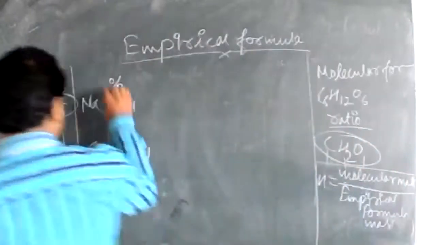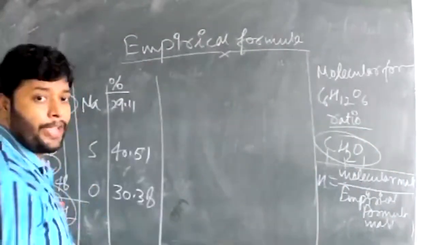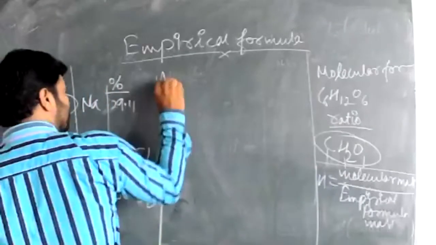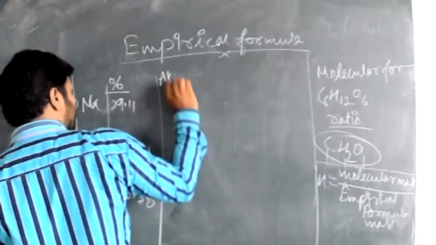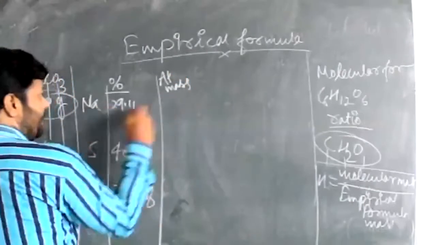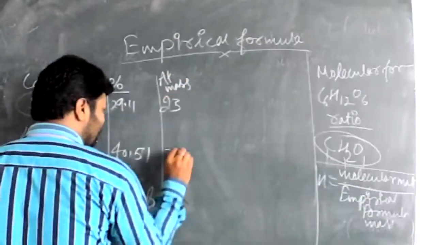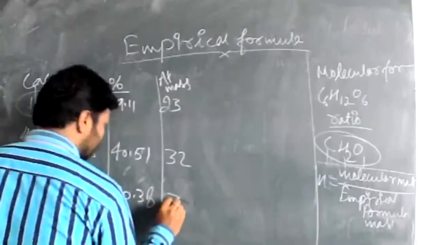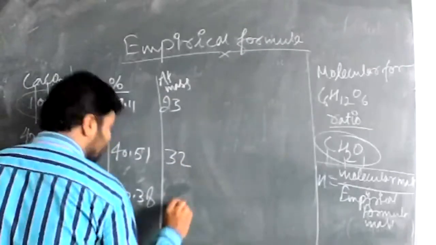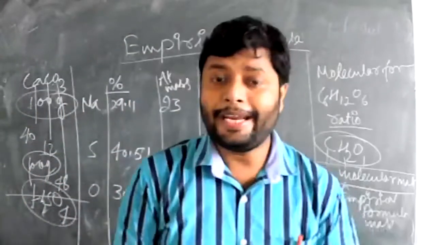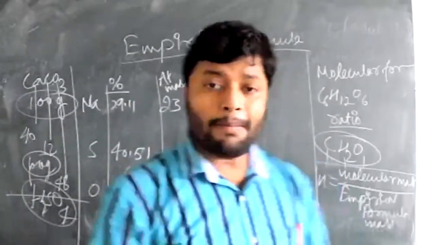Then we have to write the atomic mass of these elements. Atomic mass of sodium is 23, sulfur is 32, oxygen is 16. Then we have to find out the number of particles.